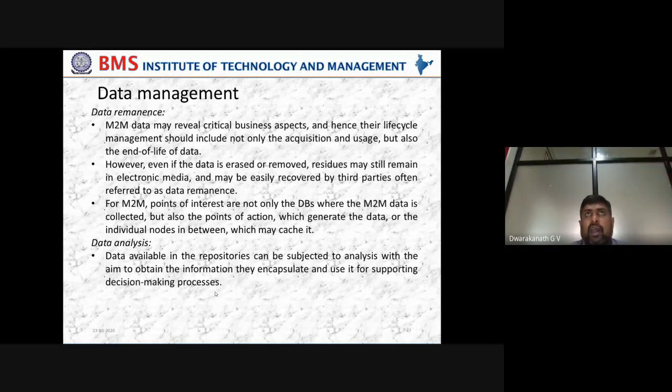In my project, data will be there. Until what time should I keep the data? M2M data may reveal critical business aspects, and hence their life cycle management should include not only the acquisition and usage, but also the end of life of data. Until what time should I keep the data? That is also very important in business aspects.